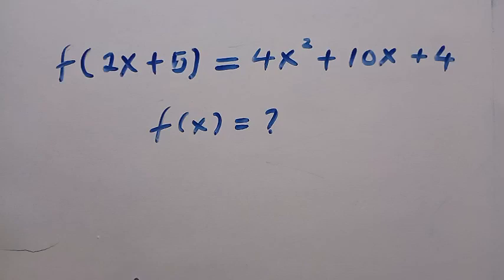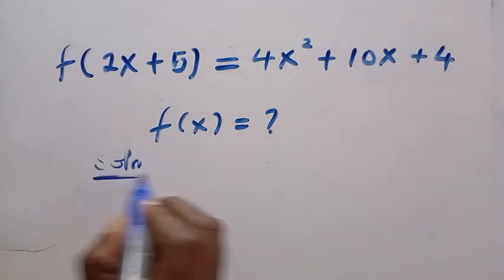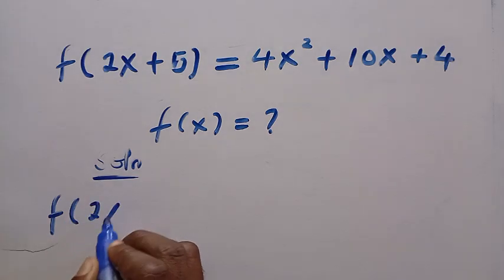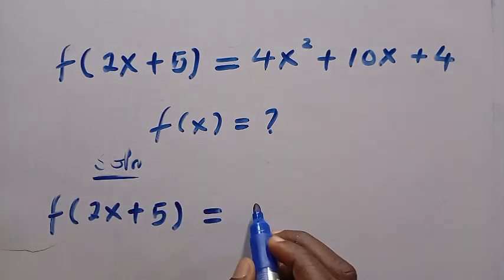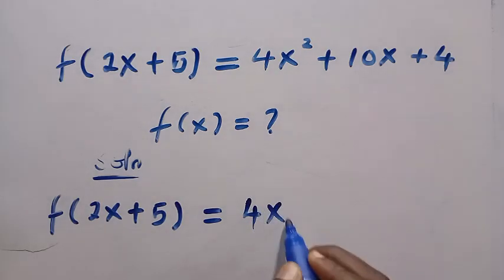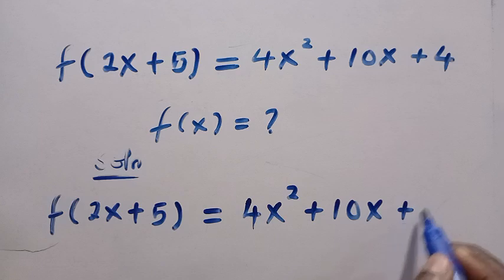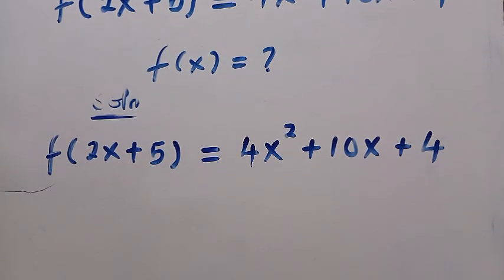How to solve these nice functional equations? I'll be solving this using two different methods. The question says f of 2x plus 5 equals 4x squared plus 10x plus 4. Here is the given question.